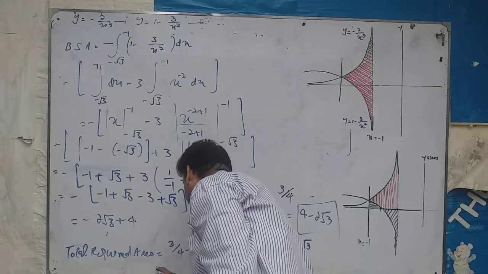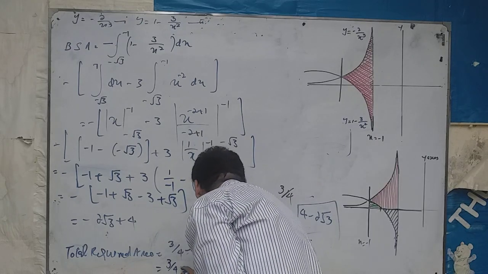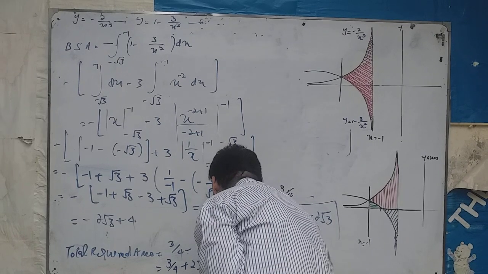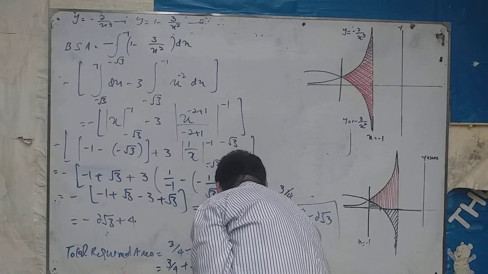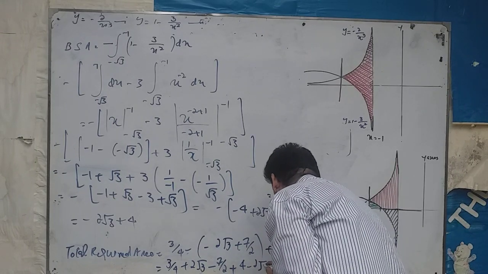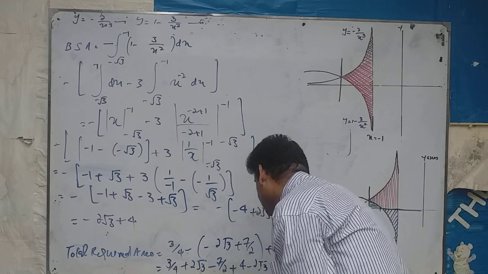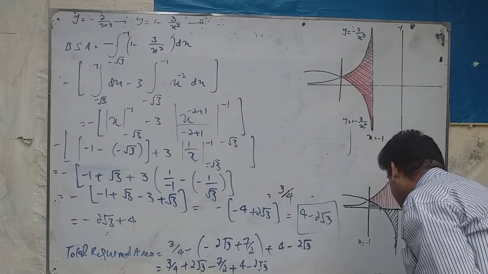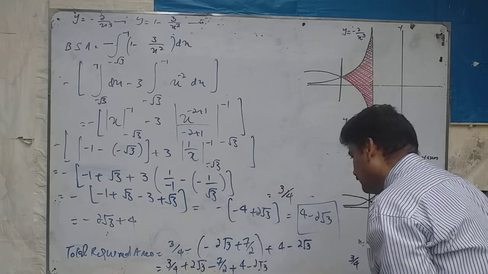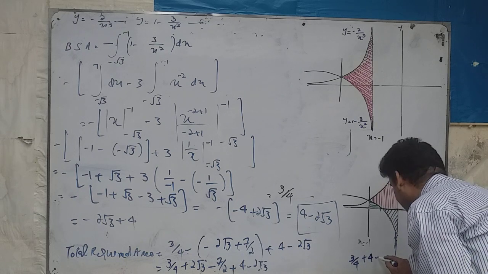By solving this we get 3 by 4 plus 2 under root 3 minus 7 by 2 plus 4 minus 2 under root 3. Plus 2 under root 3 and minus 2 under root 3 will be cancelled. We get 3 by 4 plus 4 minus 7 by 2.